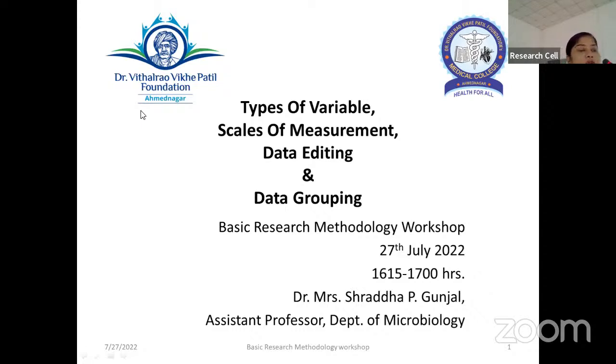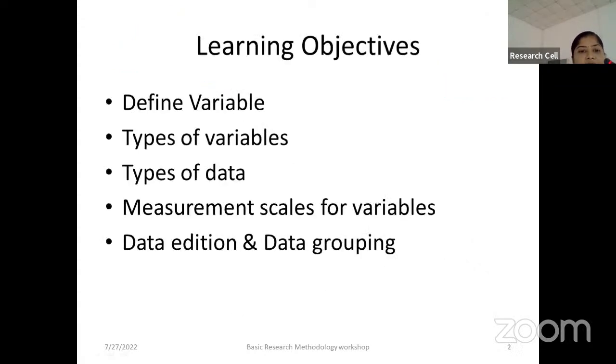I am Dr. Mrs. Shraddha Gunja, and I am here to discuss types of variables, scales of measurement, data editing, and data grouping with you all. So let's move ahead.